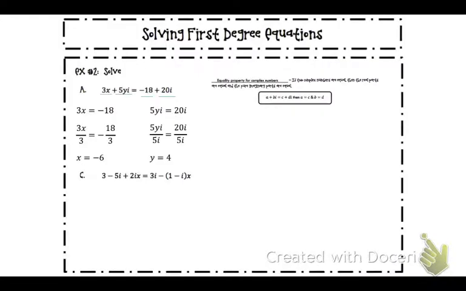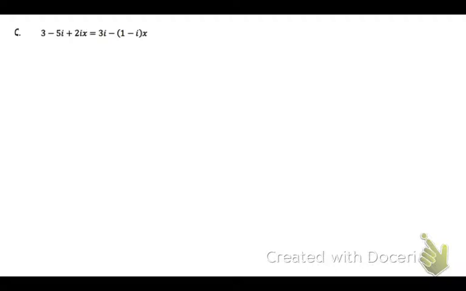So now we're going to go to example C, and I'm going to make this a little bit bigger. So this one's more complicated. So we only have one variable x. So we have to get all our x's to one side and everything else to the other side. Okay, so I'm going to add the 1 minus ix to both sides. So I'm going to move it from the right side to the left side.